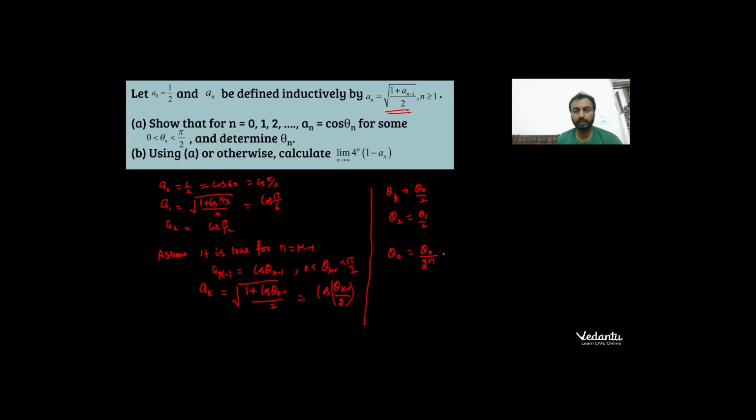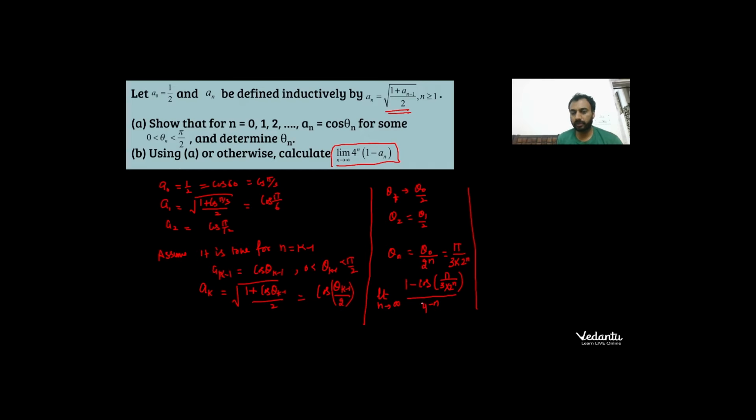And what is theta_0 in our case? Pi by 3. So pi by 3 into 2 power n. So this is our theta_n. Now what we have to find out is the limit n approaches infinity of 4^n into (1 minus a_n). So that is ultimately 1 minus cos of pi by (3 into 2^n), divided by, we can take this 4 power n to the denominator by making it 4 raised to power minus n. So limit n approaches to infinity.